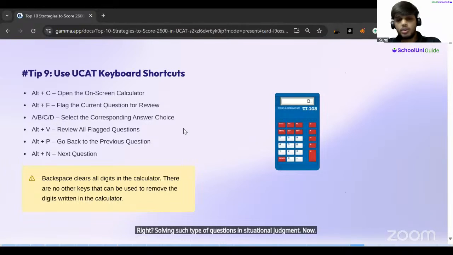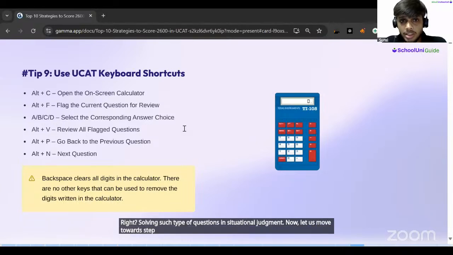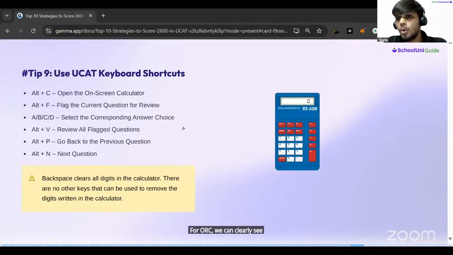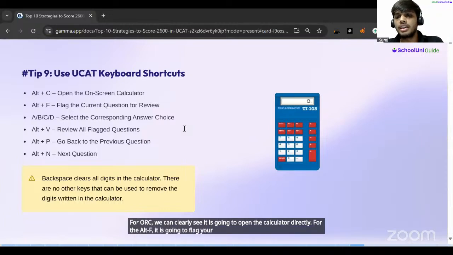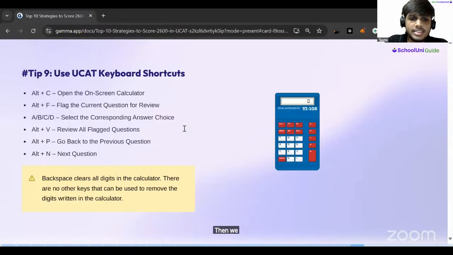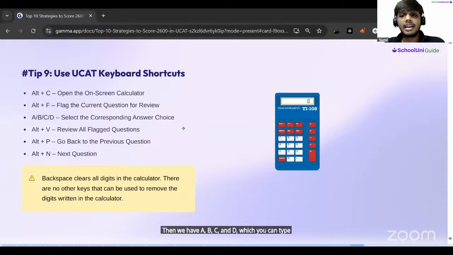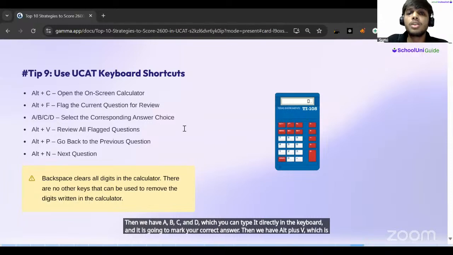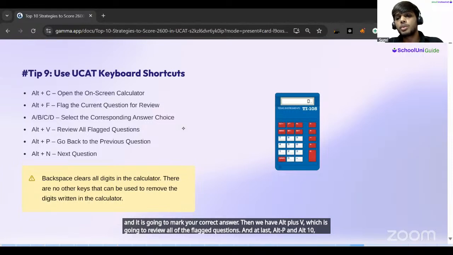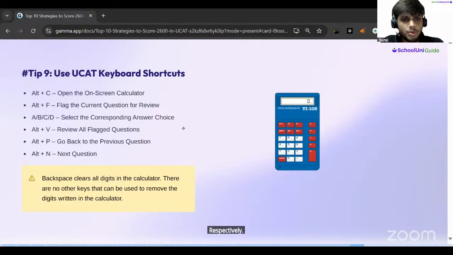Now let us move towards tip 9 and talk about the UCAT keyboard shortcuts as well. Alt C is going to open the calculator directly. Alt F is going to flag your question for review. Then we have A, B, C, and D, which you can type directly on the keyboard and it is going to mark your answer. Then we have Alt plus V, which is going to review all of the flagged questions. And at last, Alt P and Alt N will help you move to the previous question and the next question, respectively.